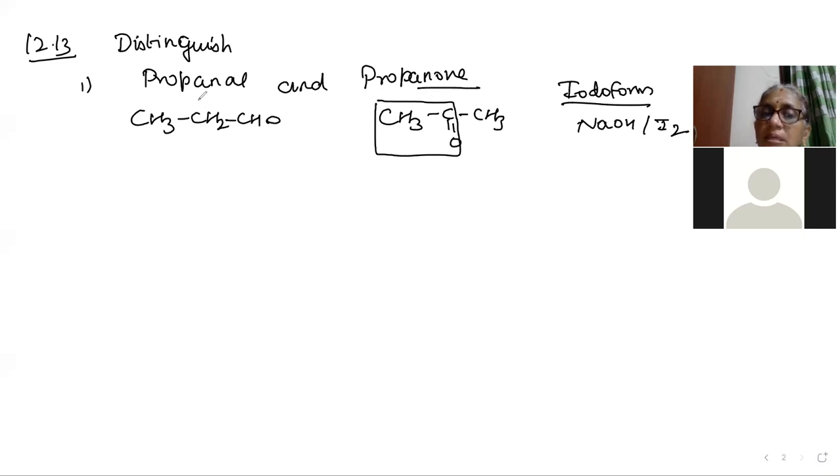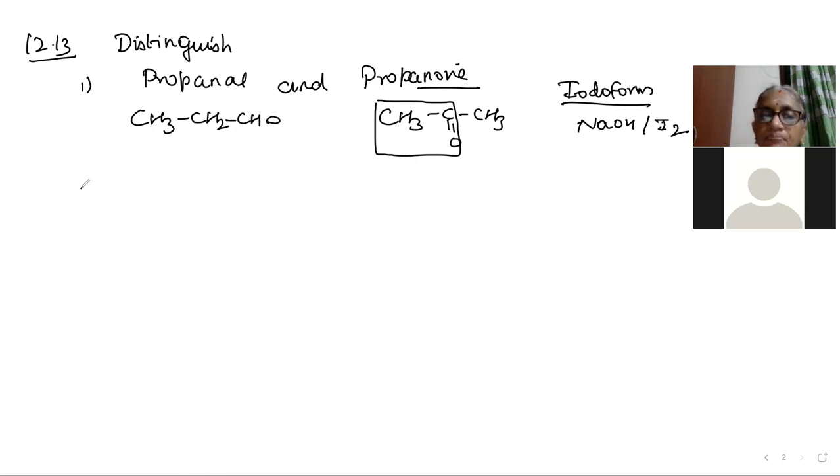But in propanal, next to the C double bond O, there is not a methyl group. We don't have a methyl group. We have an ethyl group. So that is an aldehyde, and this is a ketone. We can either use the iodoform test to distinguish between the two, because this will give a visible change with the iodine and sodium hydroxide, and this will not. Or else we can use Tollens reagent test or Fehling solution test, because those two solutions react only with aldehydes and not with ketones. So let me write.